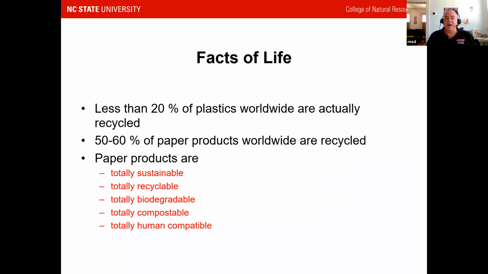So here are the facts of life. You use plastic, and they'll tell you plastic gets recycled. Less than 20% of it gets recycled, and I've heard the number is as low as 7%. But 50 to 60% of the paper products around the world are recycled. It's a no-brainer alternative for your generation.